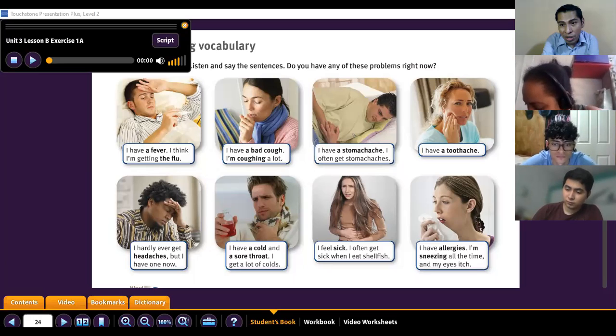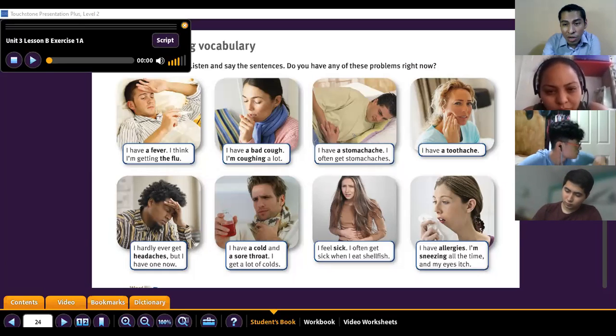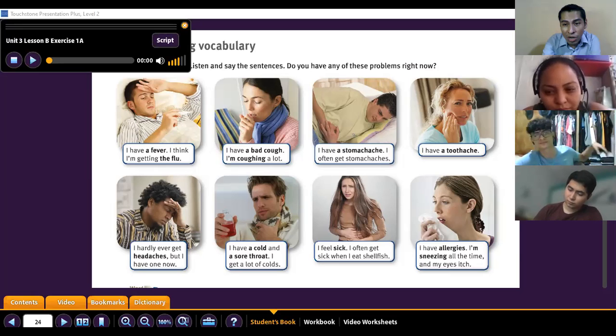In the case of a cold, it's different. You have more symptoms. You can have maybe runny nose, maybe headache, maybe sore muscles, maybe cough, low energy, and like that. Yes. So a cold is more complicated than the flu. Yes. So the symptoms are different.